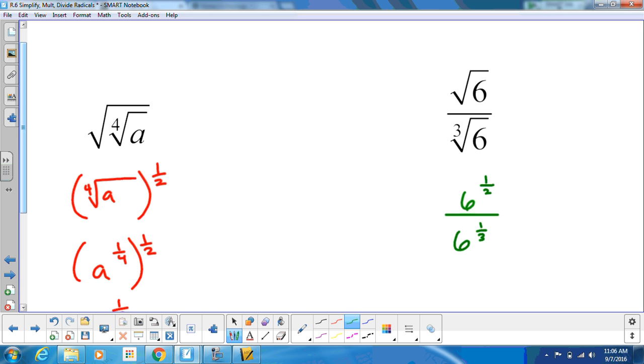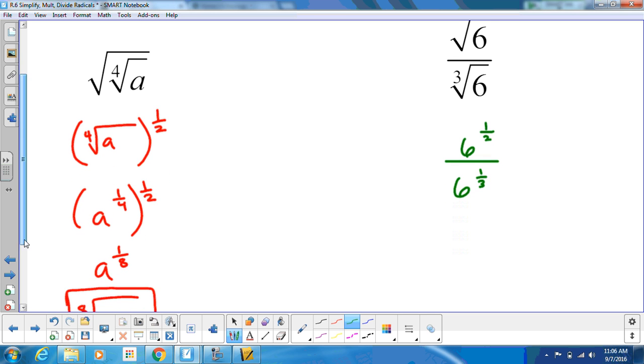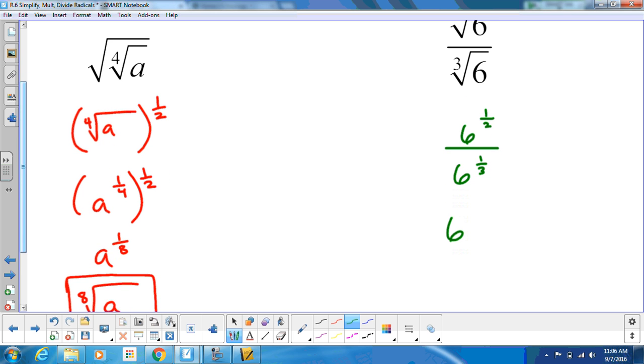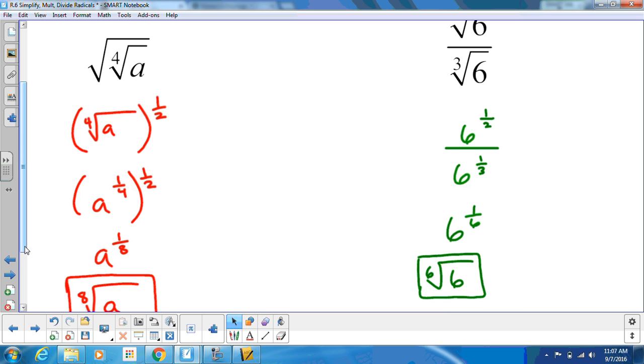I have a common base that I'm dividing. So what can I do with my exponents? Subtract. So 1/2 minus 1/3. What is 1/2 minus 1/3? What is 3/6 minus 2/6? 1/6. Okay, so 6 to the 1/6. I can rewrite that in radical form as the 6th root of 6. Questions about that? Okay, we'll finish this one up tomorrow.